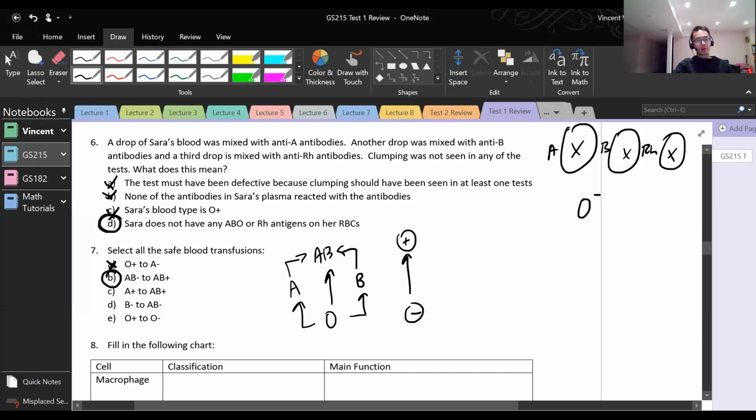A positive to AB positive, also okay. B negative to AB positive is okay. O positive to O negative is not okay because positive cannot be given to negative, right? So the correct answer is B, C, and D.